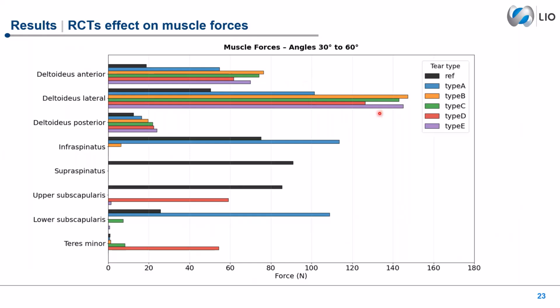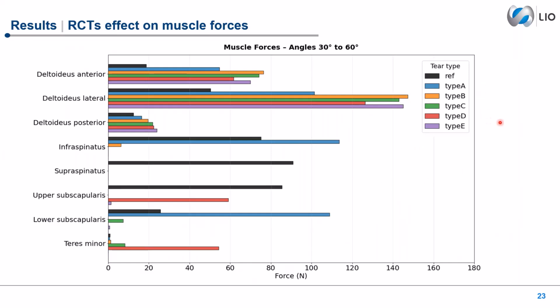And in terms of cuff muscles, the compensation really depends on the type of tear. We can see type A, which was the most stable, has a very good compensation from the infraspinatus. It's higher than the reference one, and also a very important compensation from the lower subscapularis. Type D, which was less stable than type A but still had no dislocation, has a compensation from the upper subscapularis and the teres minor.